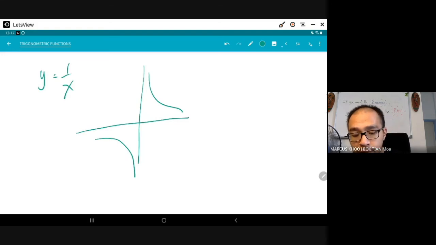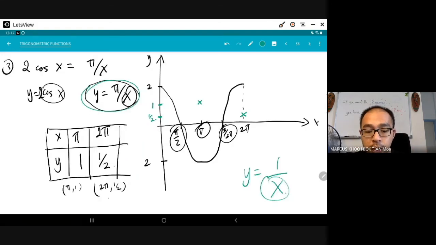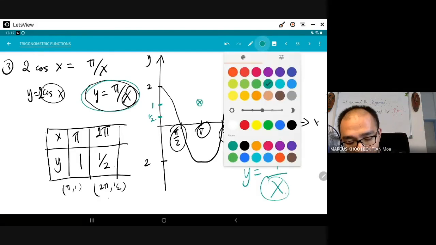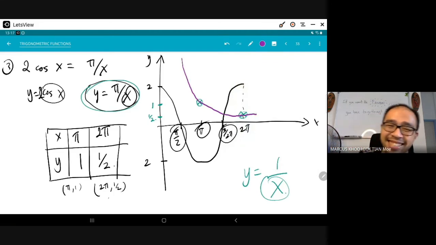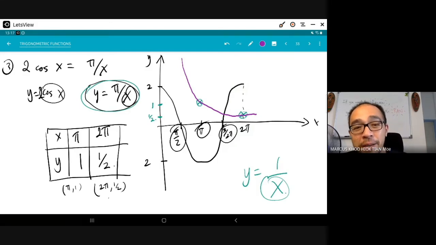So even if we have pi over x, we know that the line that joins these two dots is going to be a curve that looks something like this. I'm very sorry for my very ugly drawing. But having sketched that, you now know how many solutions there are. There will be one solution, which is just this. So the number of solutions is equal to 1.